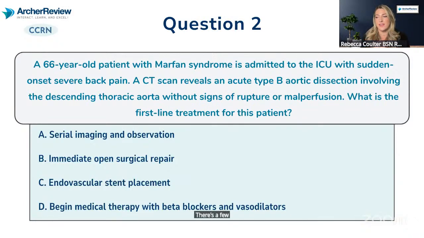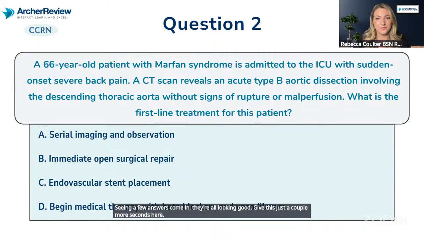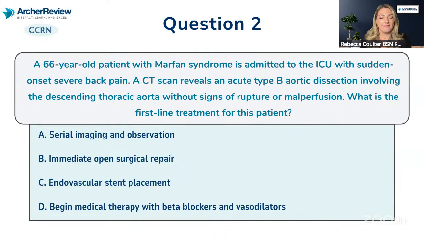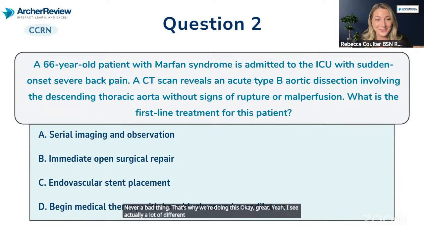There's a few details in this question that kind of give us the insight that we need. Seeing a few answers come in, they're all looking good. Give this just a couple more seconds here. Yep, couple different answers. Love to see it. That means we've got lots to discuss. Never a bad thing. That's why we're doing this. Okay, great. Yeah, I see actually a lot of different answers. I think every single answer is covered here.